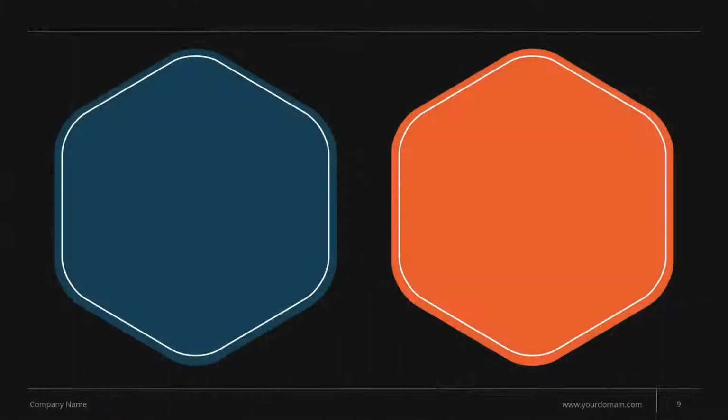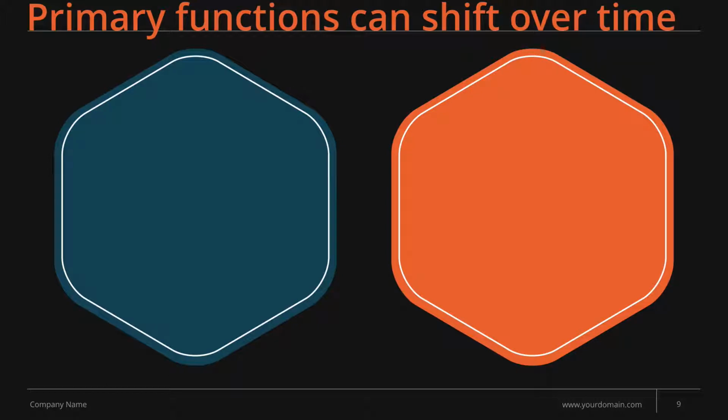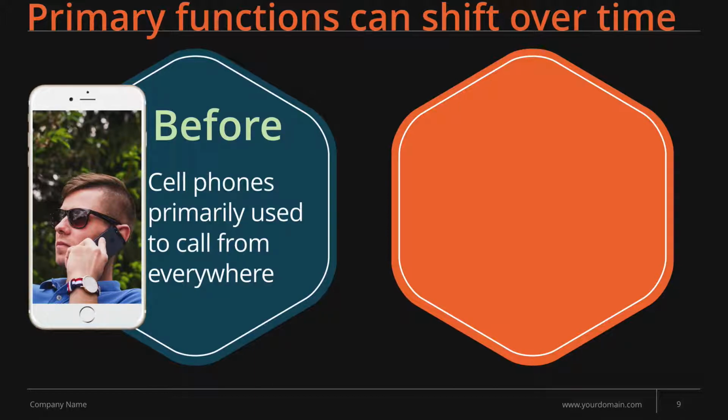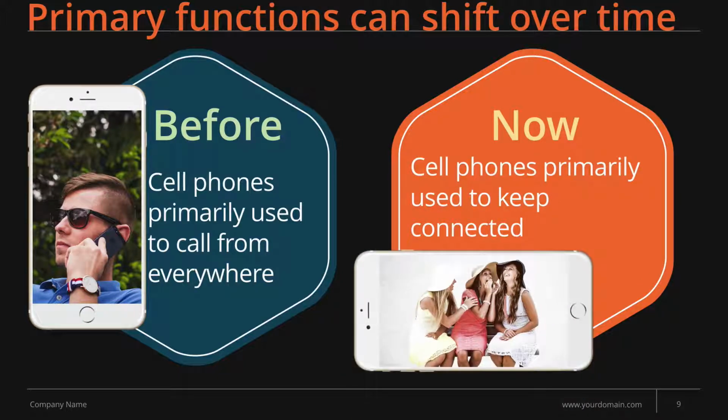Note that over time, the primary functions of the same product can change. Initially, cell phones were created to allow you to call everyone from everywhere, and that was the reason why you were buying a cell phone. You were checking that the connection was good, the signal was strong wherever you were. Now, cell phones are mostly used to keep connected, and you will not buy a cell phone if it allows you to call people, but it's not designed with the functions required to check and access your social media.